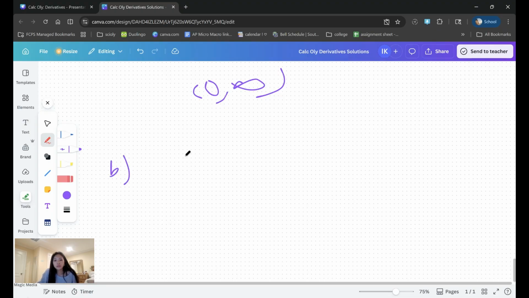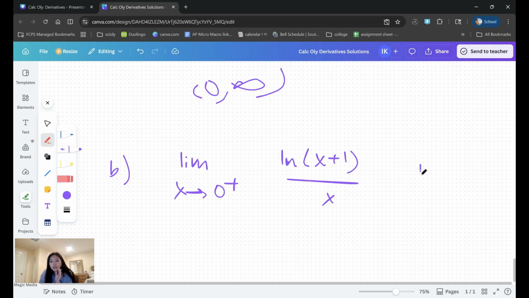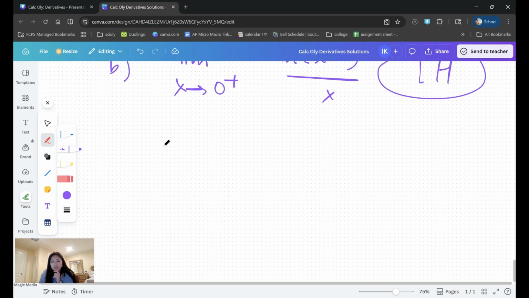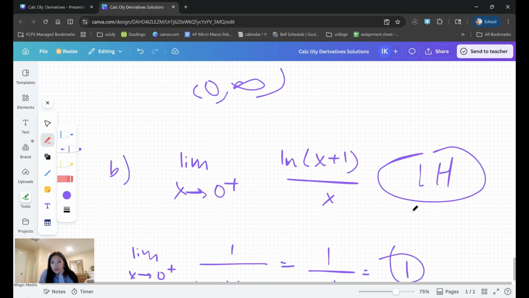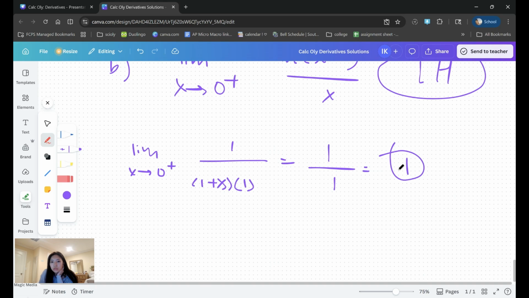Okay, so now for part B, we're going to do a limit here. So we're going to do the limit as x approaches 0 from the right of ln of this over x. So when we plug in 0, this is an L'Hopital. There's 0 on top, 0 on the bottom. So we have to take the derivative, and this is going to be 1, and then x plus. Okay, so that's 1 over 1, and so that's 1. So we know that the limit of this equation is equal to 1.